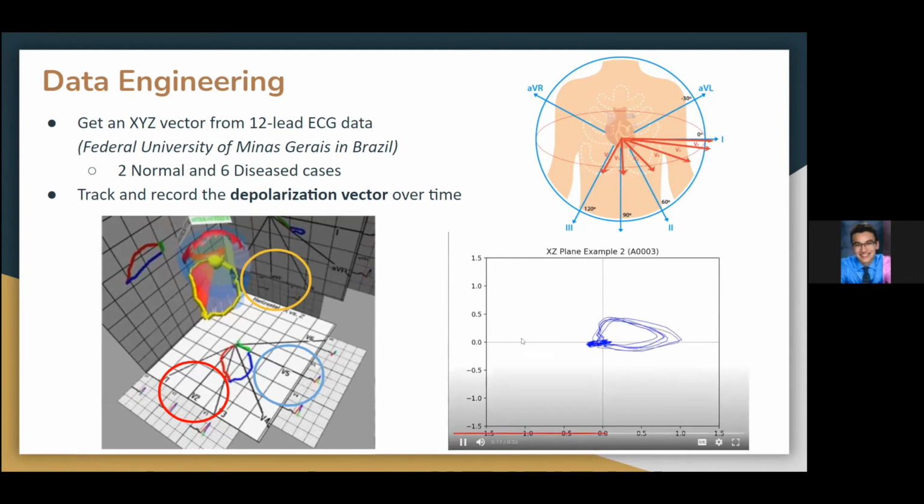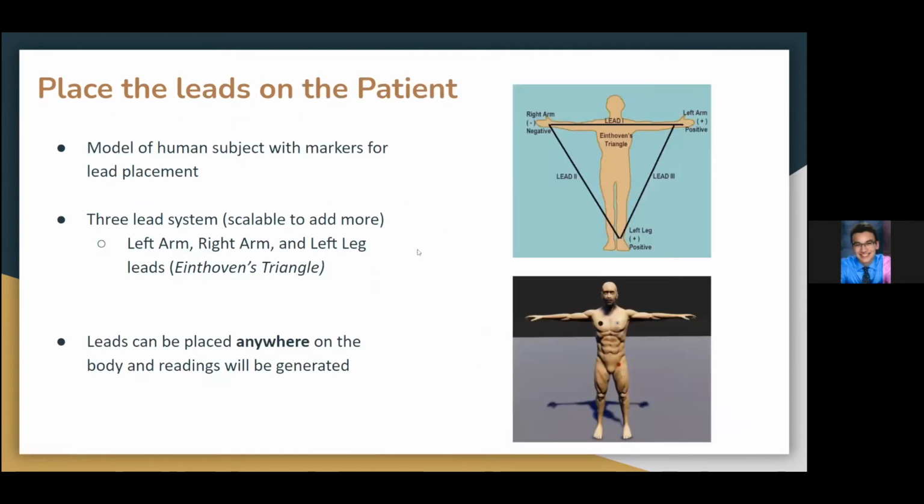So yes, that is effectively how we got the depolarization vector, is by taking actual data, real data, not making it artificially or simulated, by taking real data representative of real diseases and real people, turning it into that depolarization vector. So if you could go to the next slide, Trent.